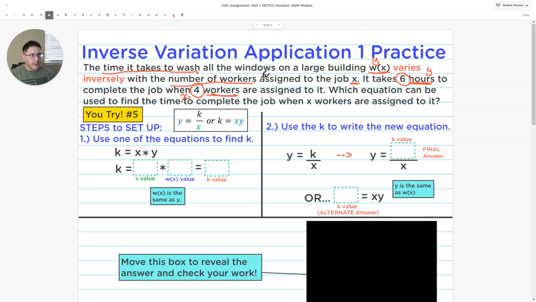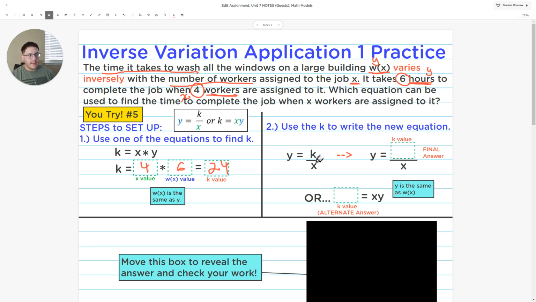Since this varies inversely, we know we're going to use y equals k over x and then k equals x times y. First off, we need to find the k value. We know the x value is 4. We know the y value, or the w of x value, is 6. So 6 times 4 is 24. Therefore, k equals 24.